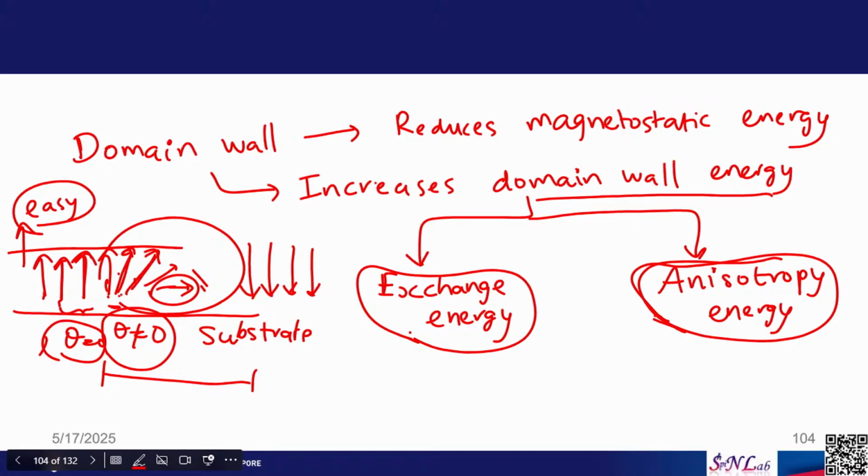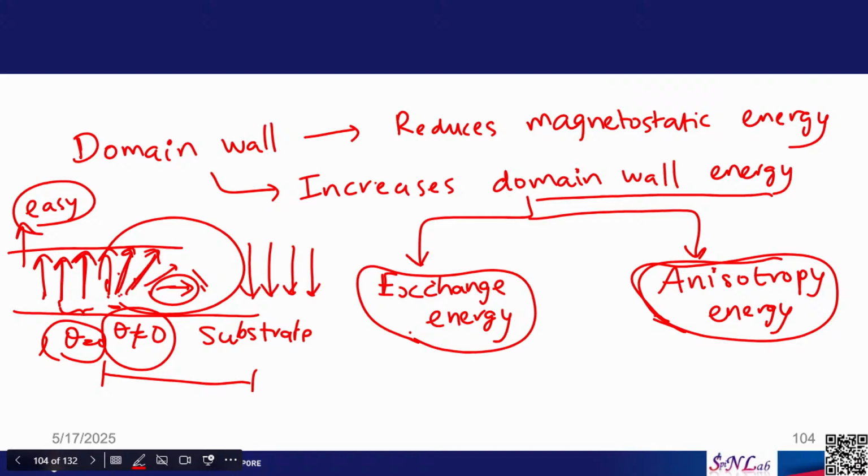So, when you form a domain wall, when you form many domains, the domain walls also need some energy, which increases the energy. So, exchange energy increases, anisotropy energy increases.